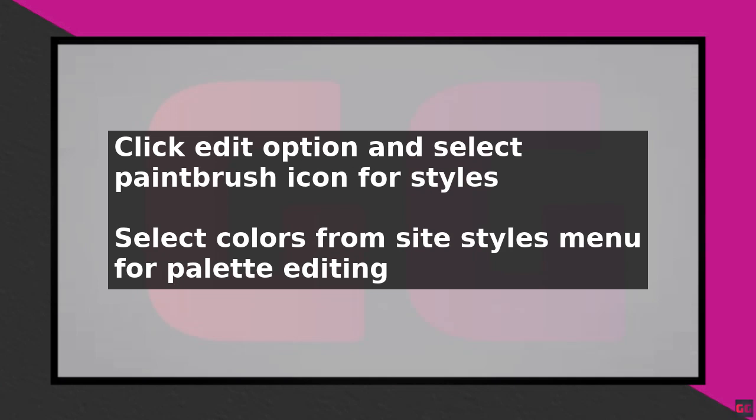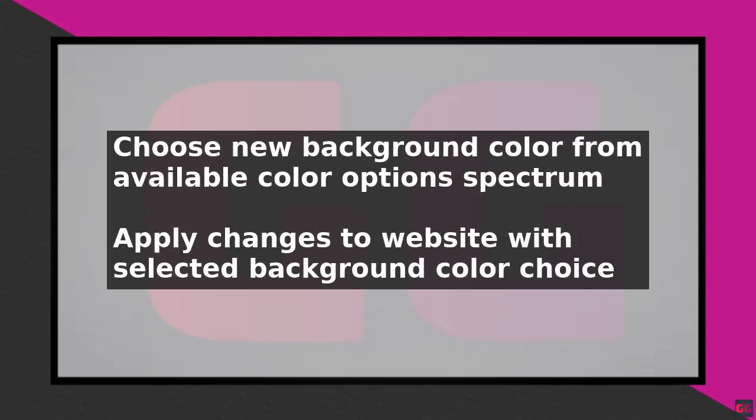represents site styles. Click on the paintbrush, and then select Colors from the Site Styles menu, which includes options for fonts, heading colors, buttons, and forms. This will allow you to edit the color palette and choose a new background color from the available options.